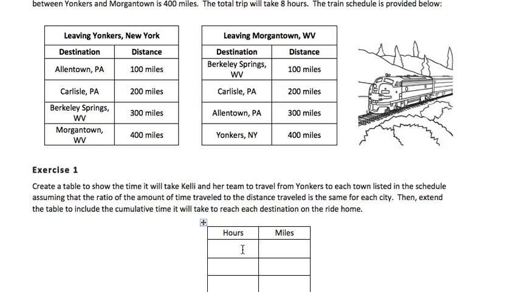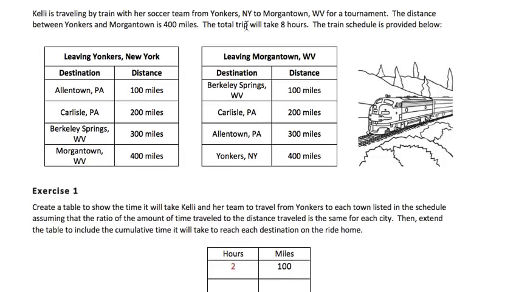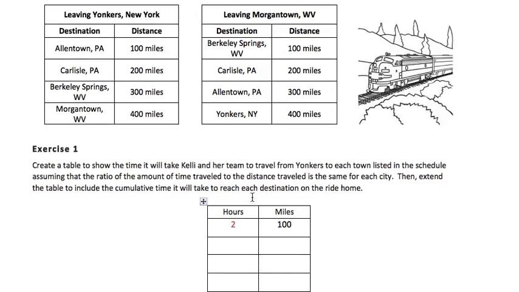First of all, in 2 hours, it would go 100 miles. Because remember, the total trip is going to take 8 hours. They told us that in the original problem. Total trip will take 8 hours, and the trip is 400 miles. So that means if we divide 400 by 8, we'll find that it is 50 miles per hour. That's where we get the 2 hours and 100 miles.